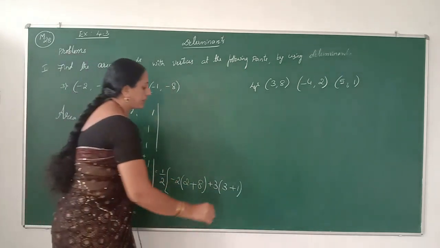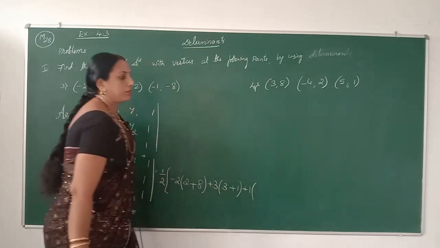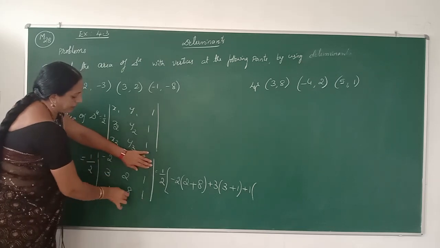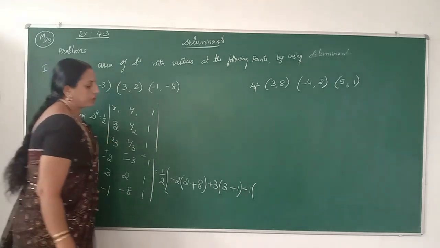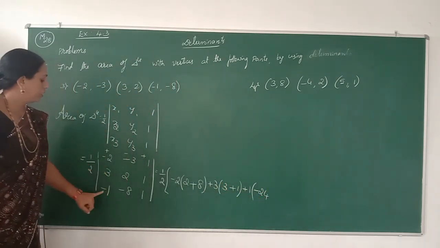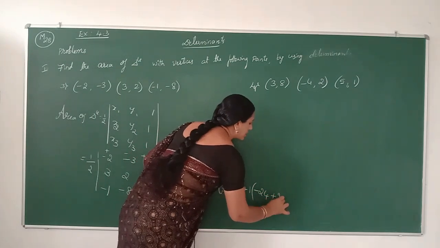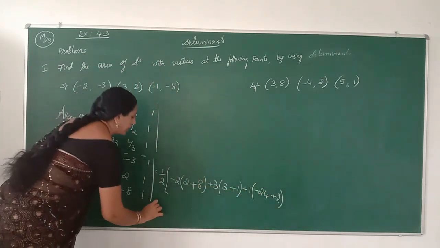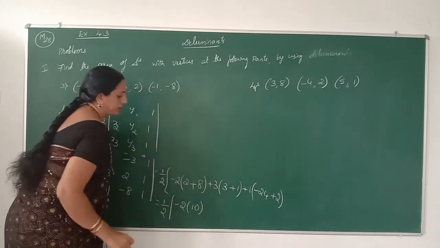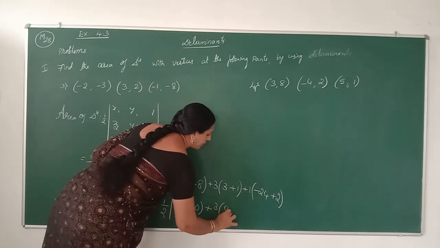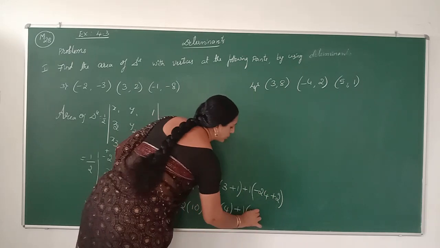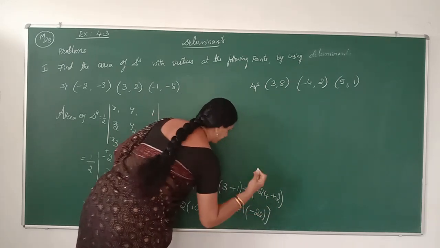Similarly, last element is 1. 1 is an element of first row, third column, and these are neglected. The remaining are cross multiplied: 3 into minus 8 is minus 24, minus 2 into minus 1 is minus into minus is plus 2. That is half of: minus 2 into 8 plus 2 is 10, plus 3 into 3 plus 1 is 4, plus 1 into minus 24 plus 2 is minus 22.